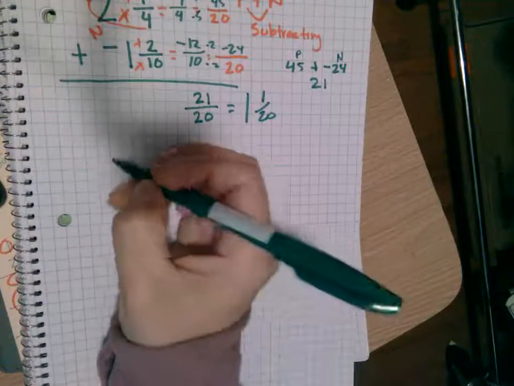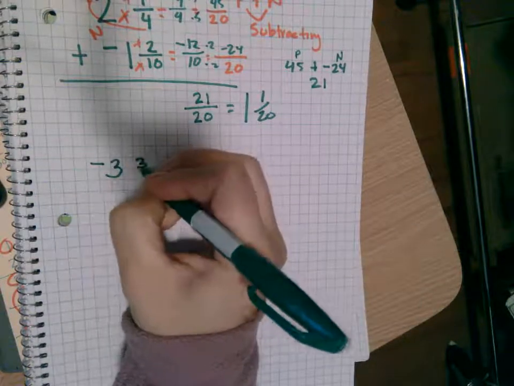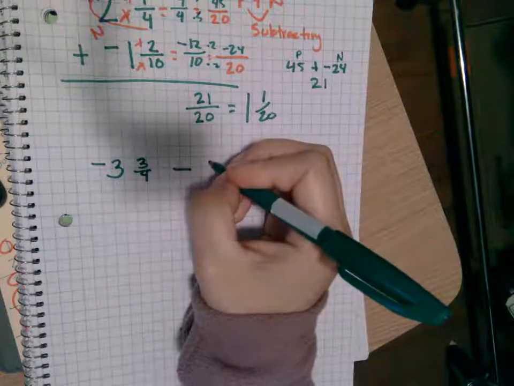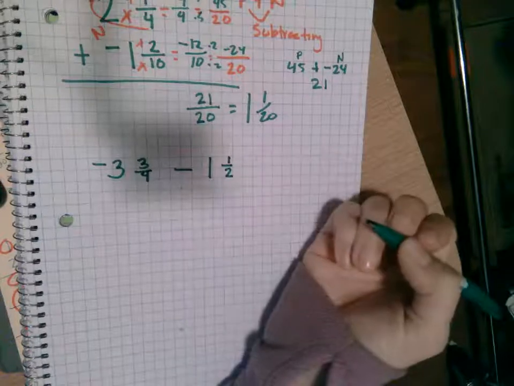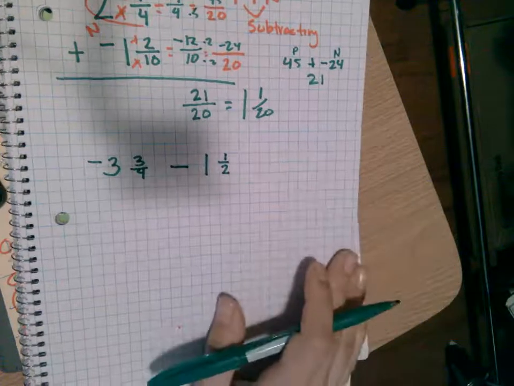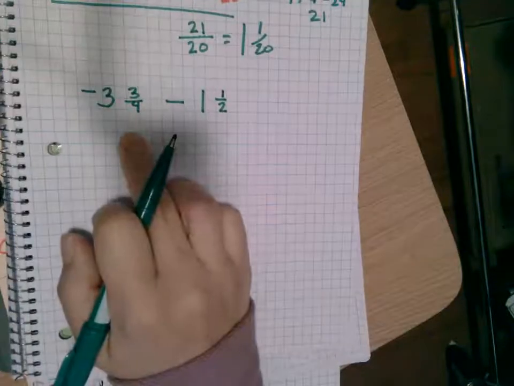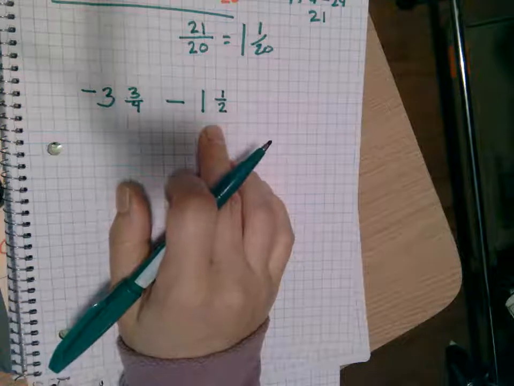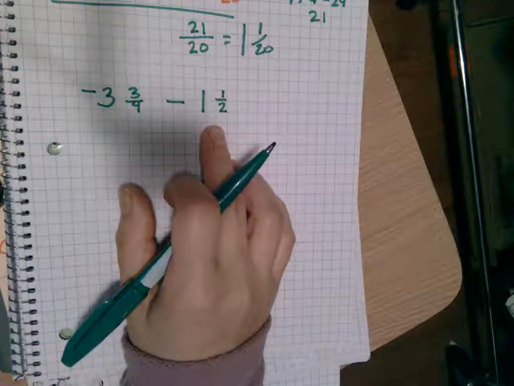What if I have negative 3 and 3/4 minus 1 and 1/2? Okay. I wrote it horizontal so we can talk about it. Now, the first one's a negative, then you have a subtraction sign, and then you have a positive fraction. What do you have to do first? This is a 7th grade math problem. What do you have to do first?